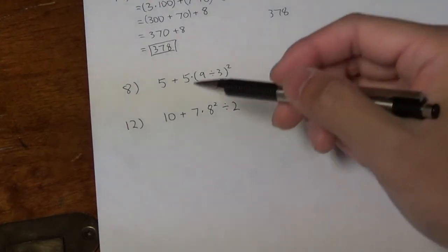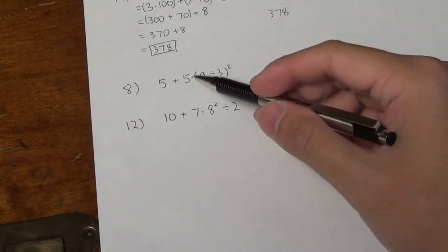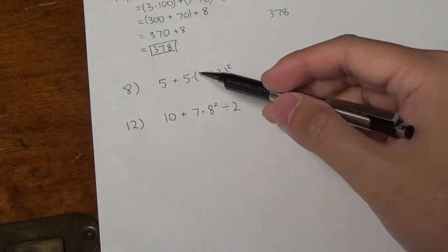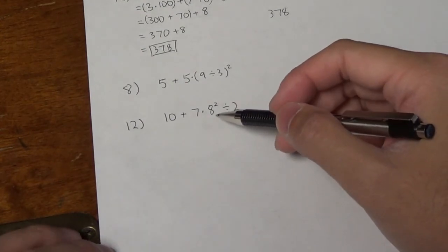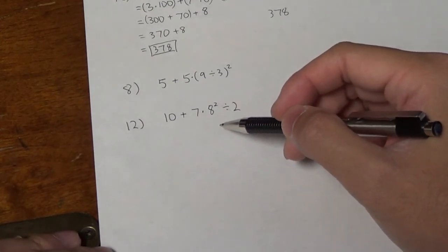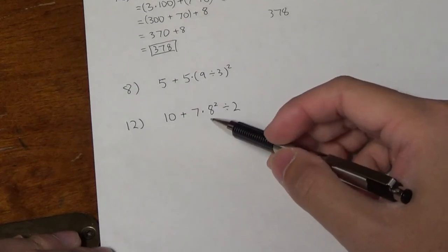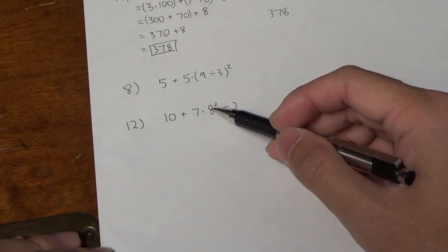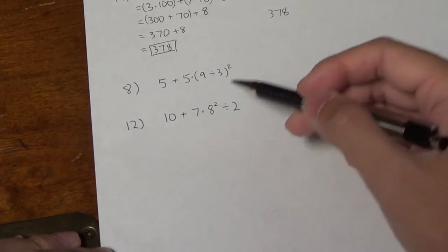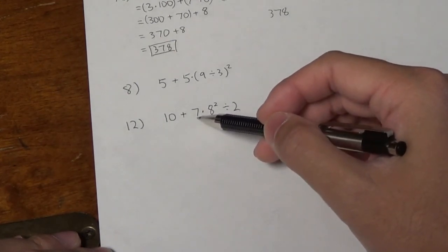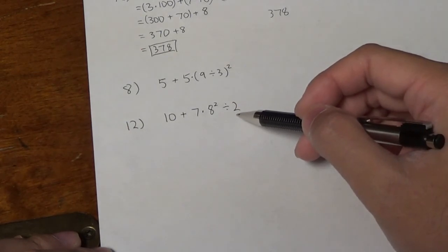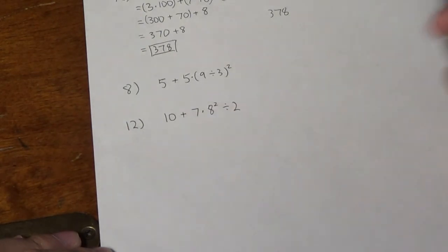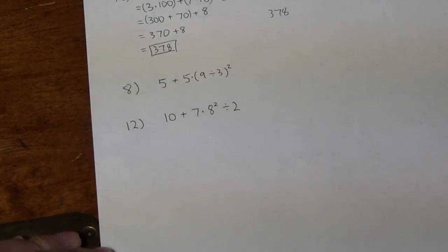I'm going to go ahead and explain number 12 too, since it's pretty much the same thing as number 8. Same thing, I'm not going to actually work it out, but if they did get it wrong, you're supposed to apply the exponent first. Find out what 8 to the power of 2 is. Then you go ahead and multiply it by 7, then divide it by 2, and then lastly add the 10. And that should give you the correct answer.